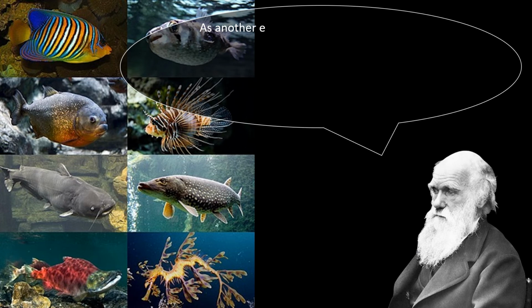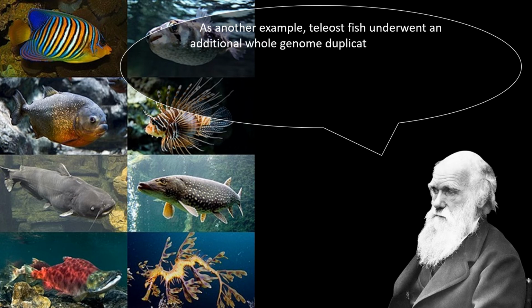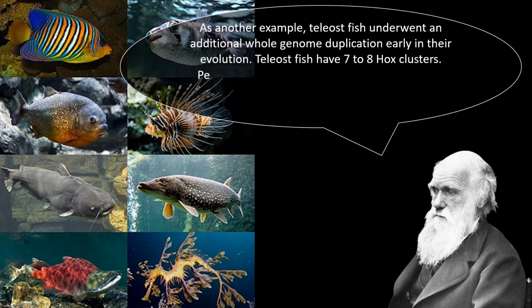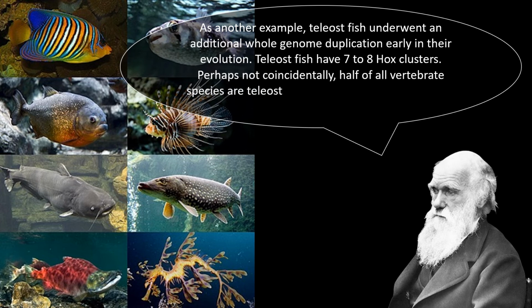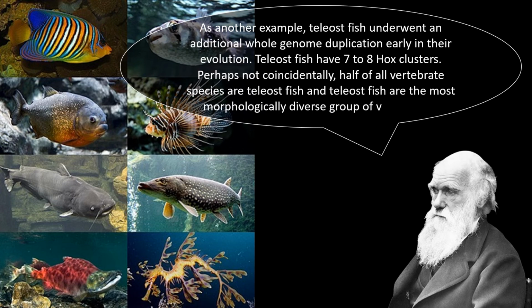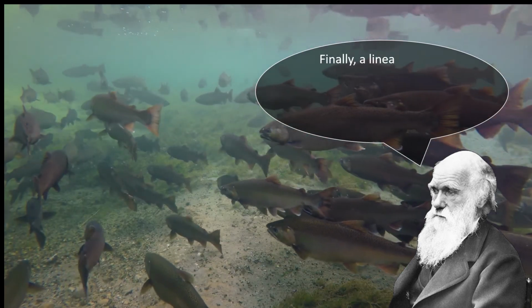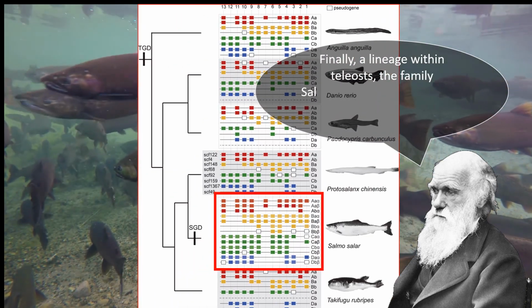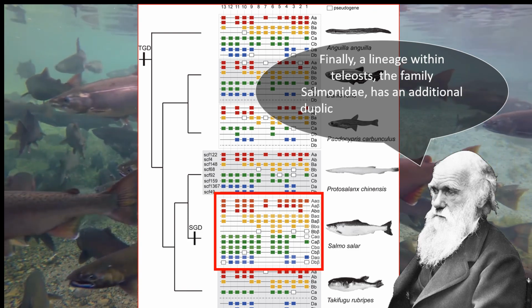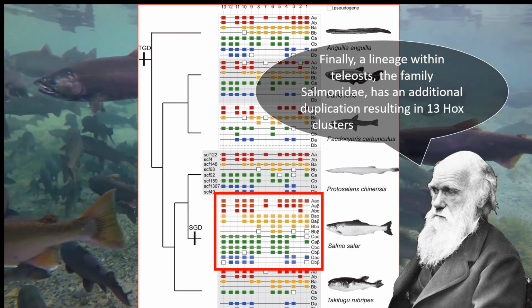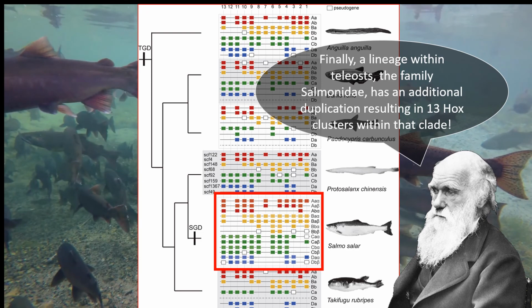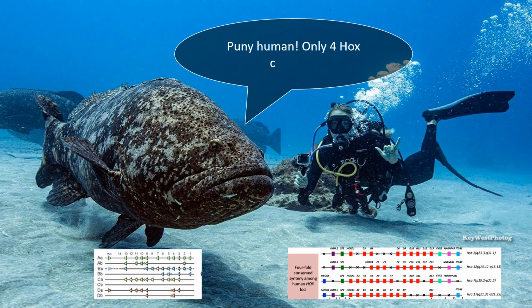As another example, teleost fish underwent an additional whole genome duplication early in their evolution. Teleost fish have 7 to 8 Hox clusters. Perhaps not coincidentally, half of all vertebrate species are teleost fish, and teleost fish are the most morphologically diverse group of vertebrates. Finally, a lineage within teleosts, the family Salmonidae, has an additional duplication resulting in 13 Hox clusters within that clade. Compared to only 4 Hox clusters present in the human genome.